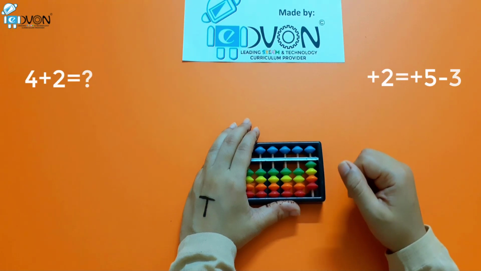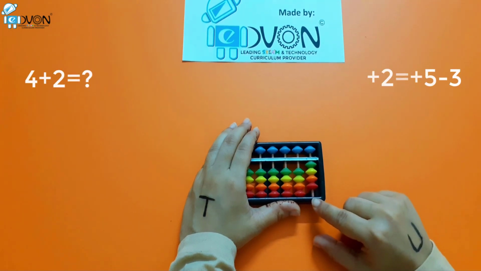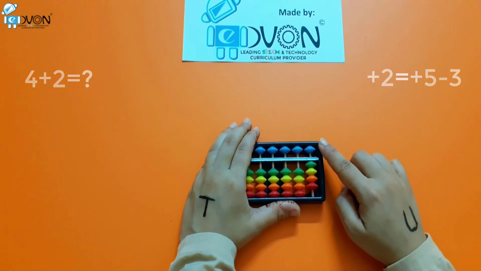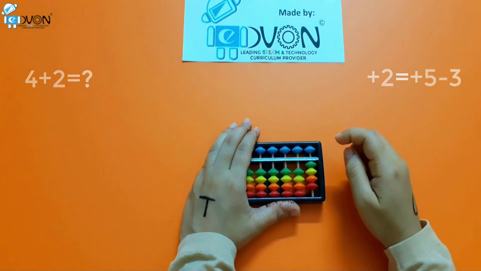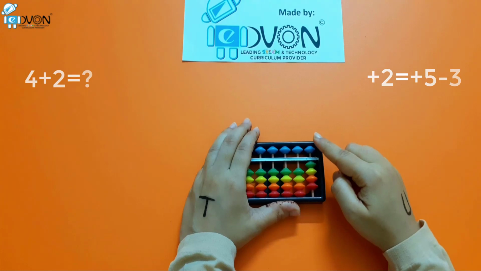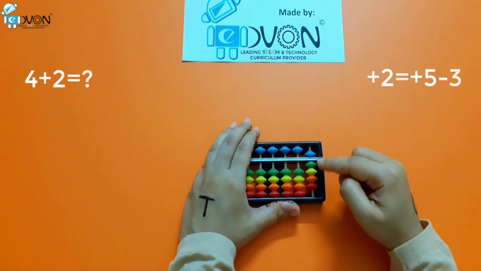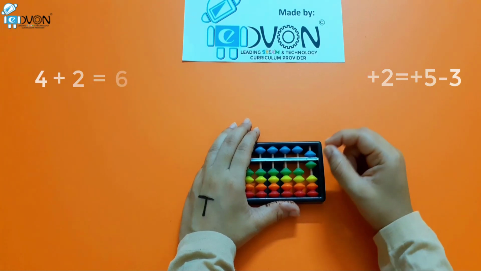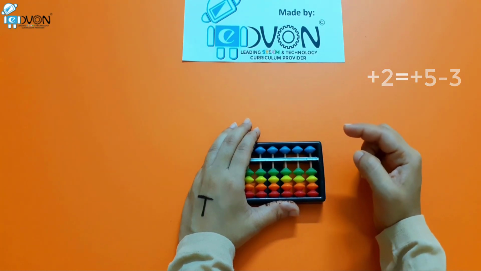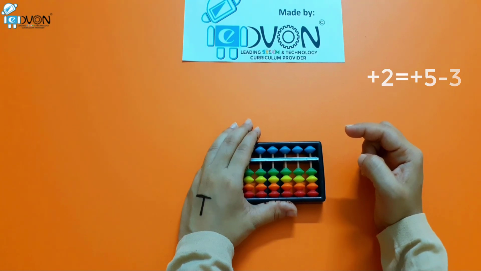4 plus 2. Here we don't have any bead on the units rod. We have the upper bead equal to 5. So we will take help from the friend and apply the formula. The formula for adding 2 indirectly is plus 2 is equal to plus 5 minus 3. We will add 5 and subtract 3. Answer 6. Let's practice a few questions by applying plus 2 on units.